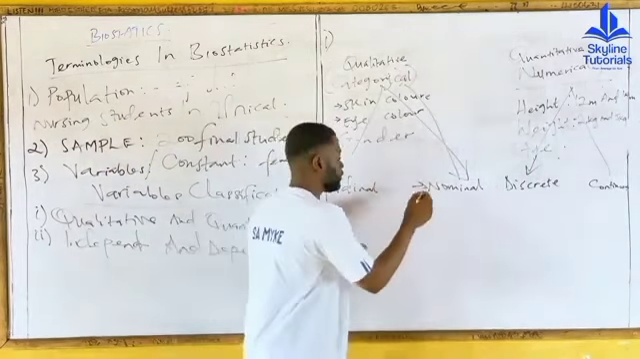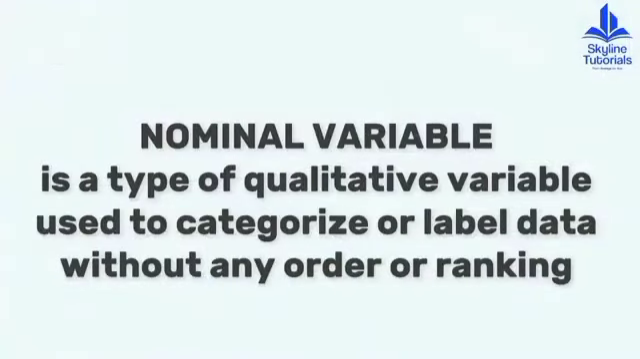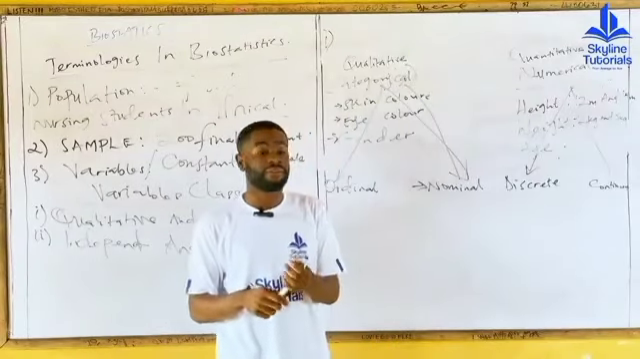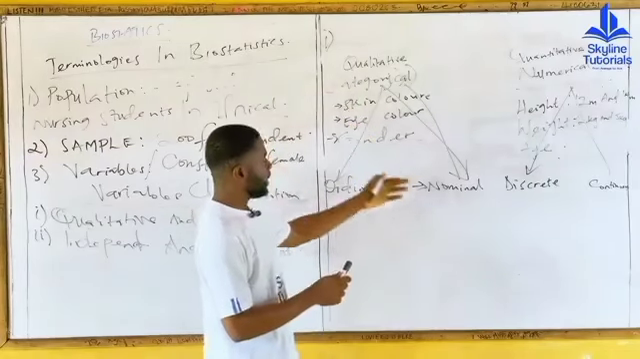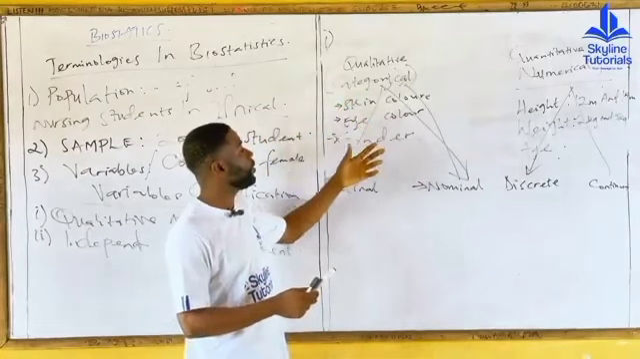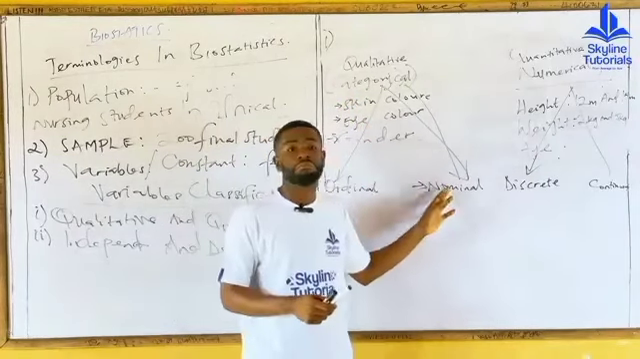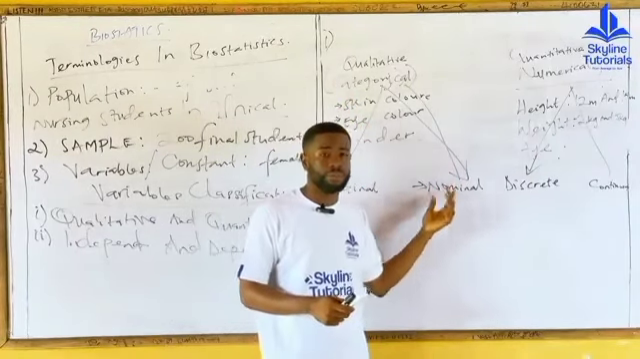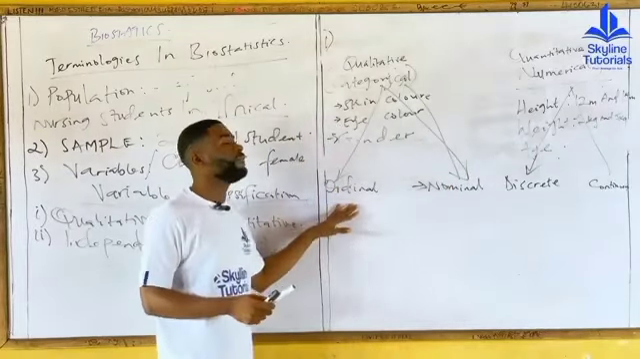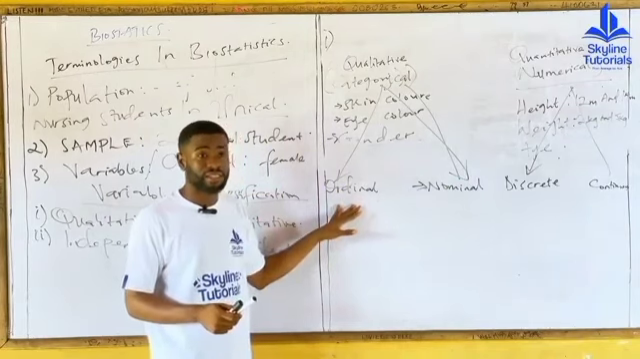Let's start from here. A nominal variable is any variable that does not have ranking. All of these are examples of nominal variables: skin color, eye color, gender. They are all nominal variables because there is no ranking, right? But for an ordinal variable, there are rankings.